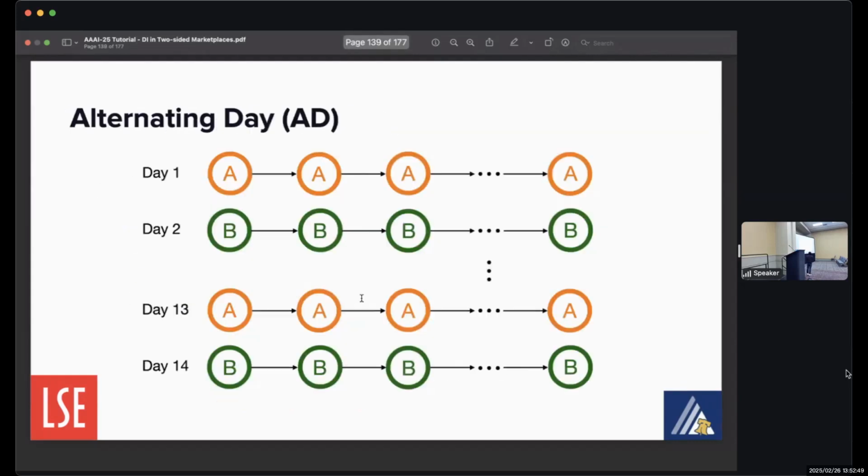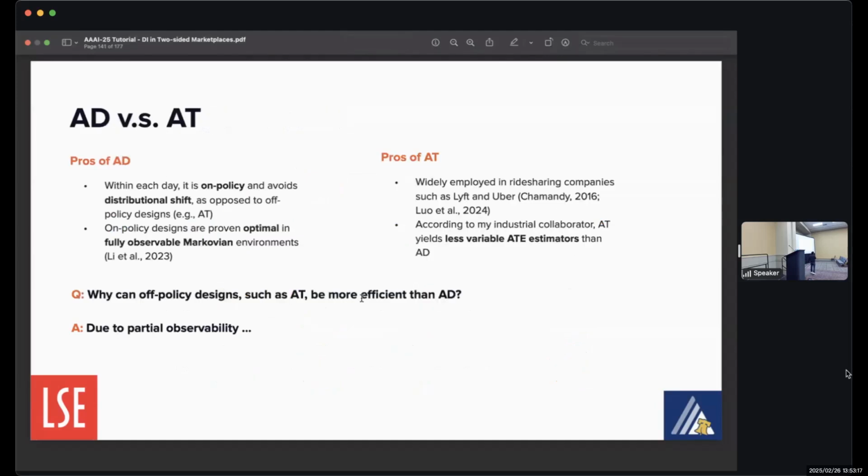So now here's a question for you guys. I have introduced two designs, the AD design and the AT design. Which design do you think is better? If you think AD is better, raise your hand. Okay, if you think the second design, AT, is better, raise your hand. So I guess most of you know the answer.